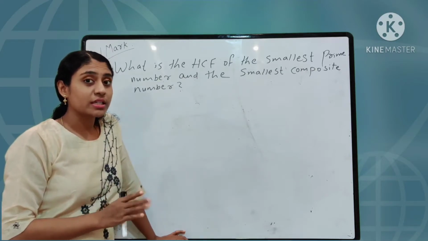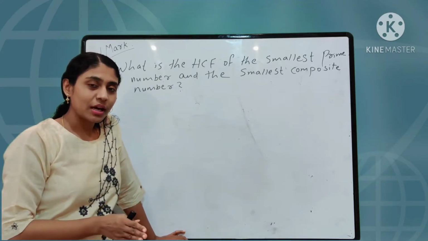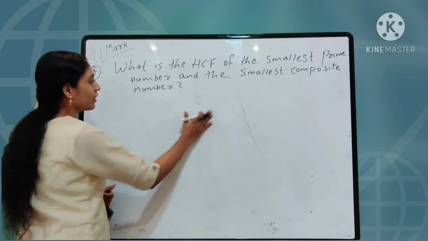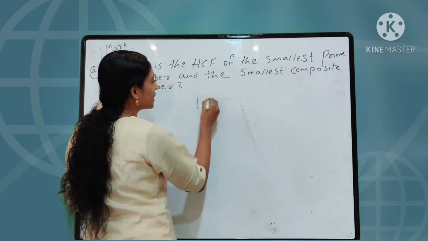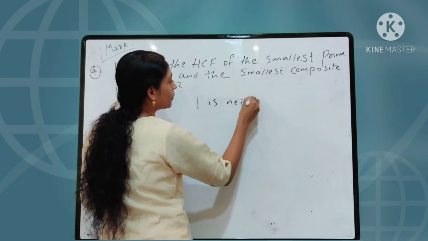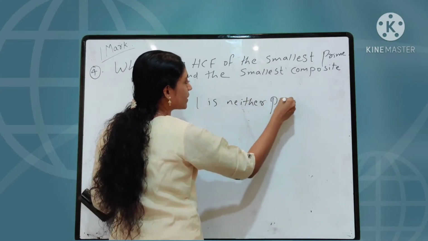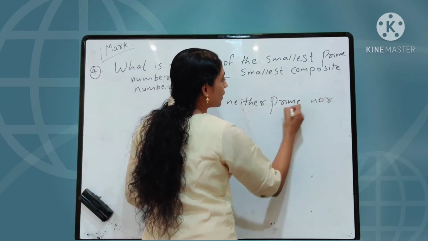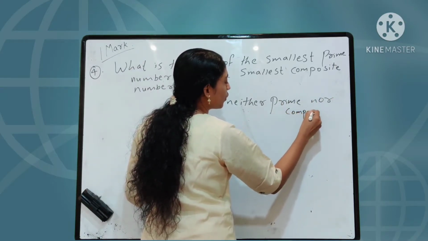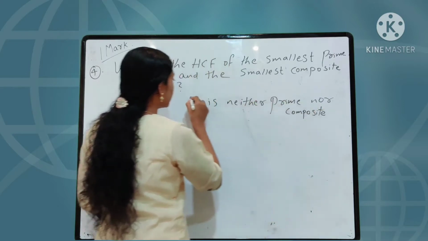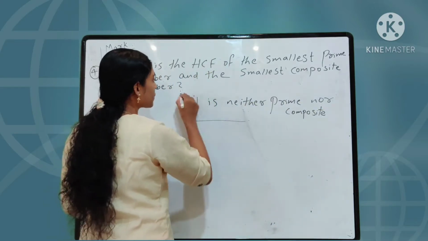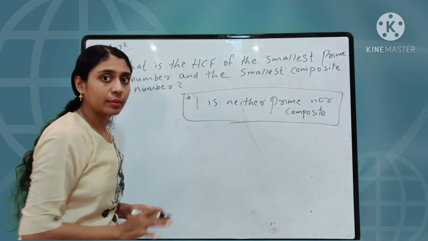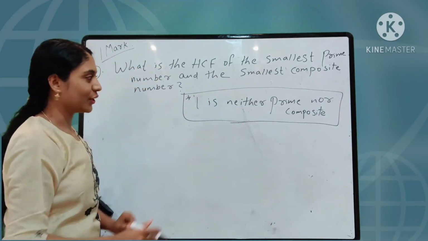We discussed in one of our classes that 1 is not a prime number, and it is not a composite number either. Don't forget this: 1 is neither prime nor composite. If you don't know, you must study this. We discussed why 1 is neither prime nor composite, so go to that video.